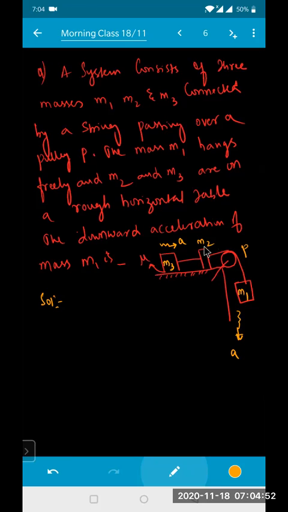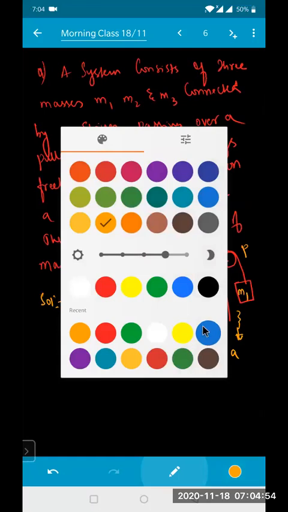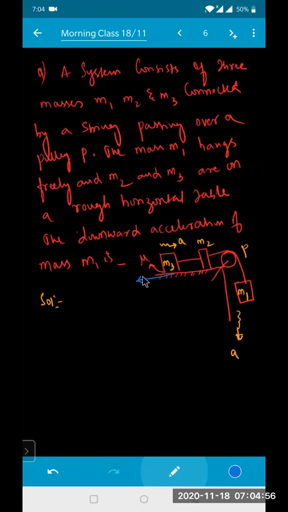So when it is moving in this direction, the frictional force will be acting on this body in the opposite direction. Both frictions are acting in the opposite direction. The body is moving in the downward direction. The weight is mg in the downward direction, minus mu times N1.